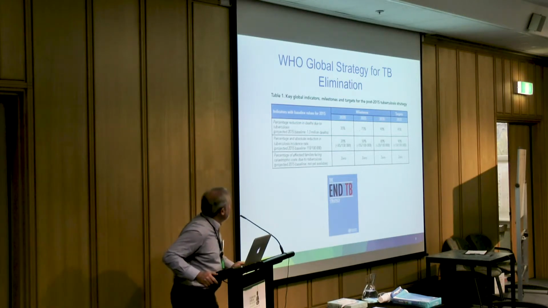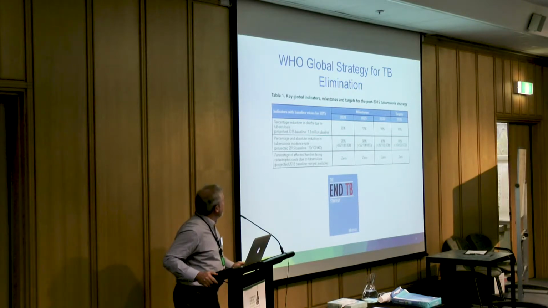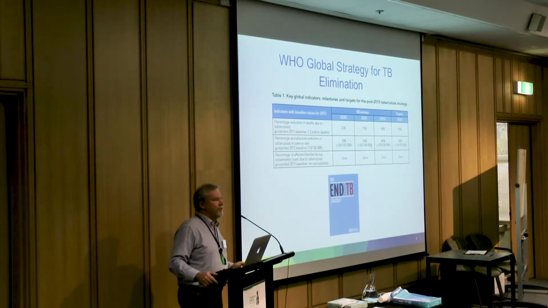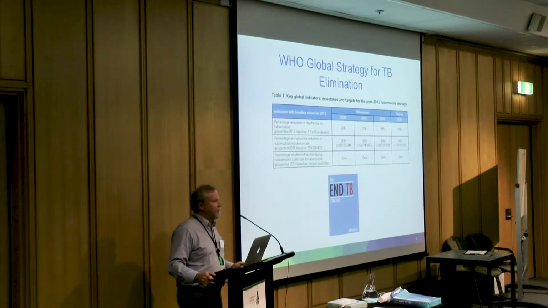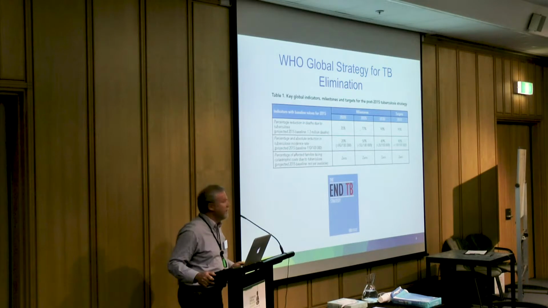Now, the table here is from the strategy and highlights three particular areas. One is a target of reduction in TB deaths. Second is reduction in overall incidence. And thirdly, that no family should face catastrophic costs as a result of TB in that family group. And by 2035, they were aiming for a 90% reduction in mortality and 80% reduction in incidence. And right from the get-go, by 2020, no families in catastrophic financial hardship.